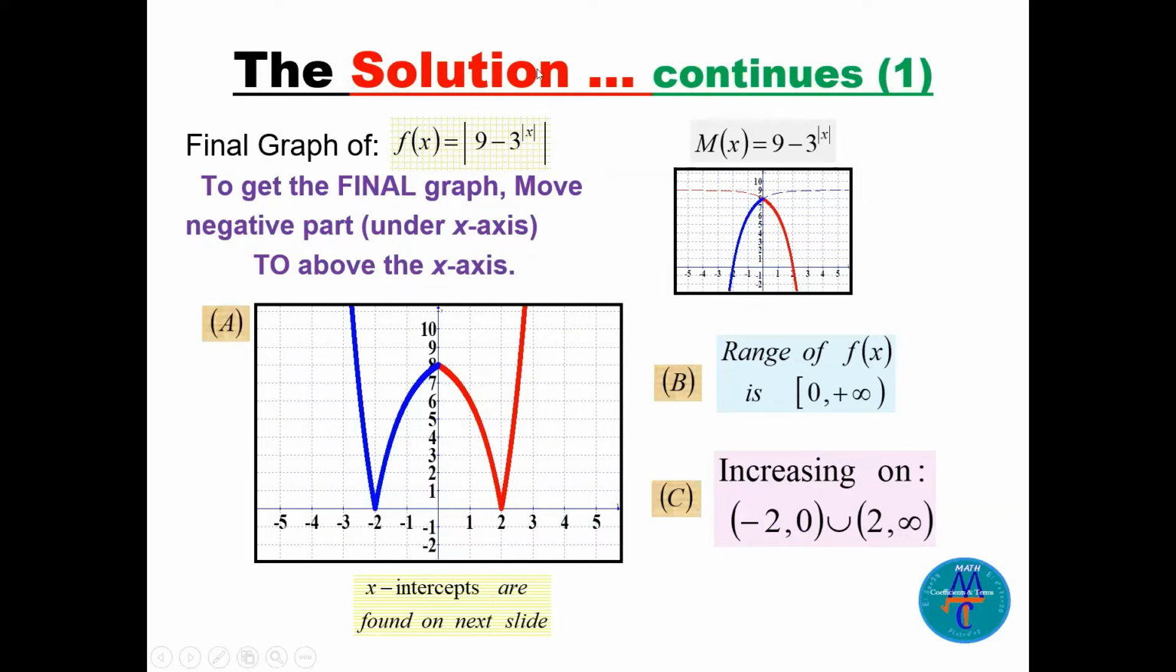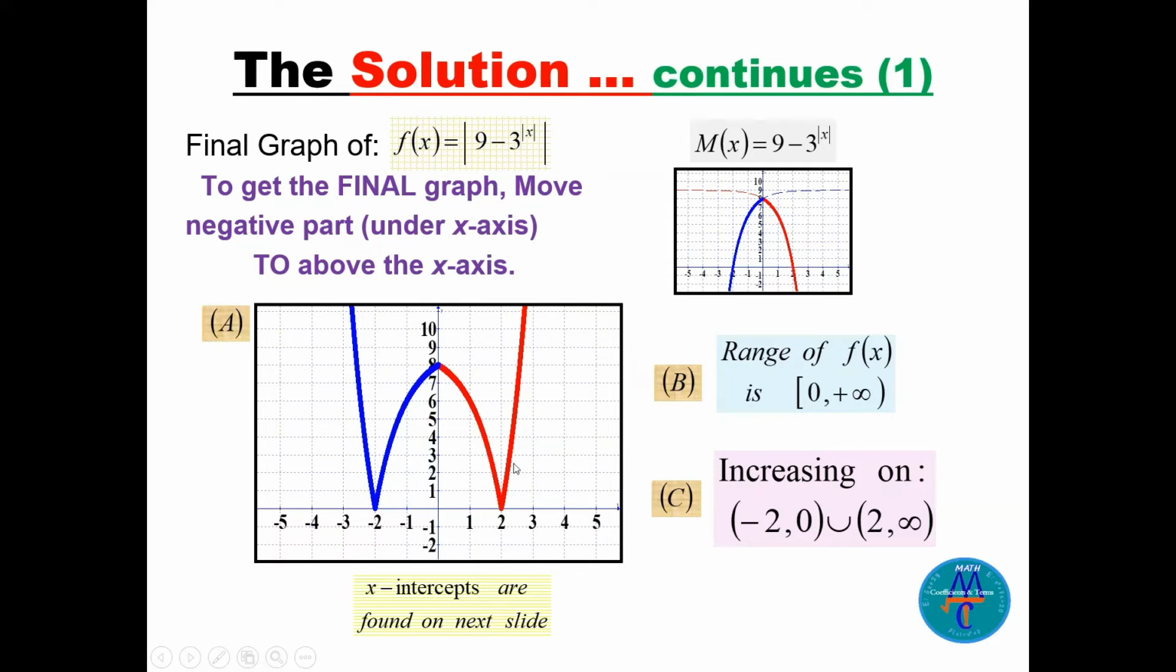And then since we have absolute value on the whole function, that means every negative part under the x, like all this part here, we have to make it above the x, because all the function values will be either 0 or positive. So now this one is the final graph of the function f of x. You see this one here, it's coming from two pieces, then we put absolute value on the whole function. So this is the graph, part A.